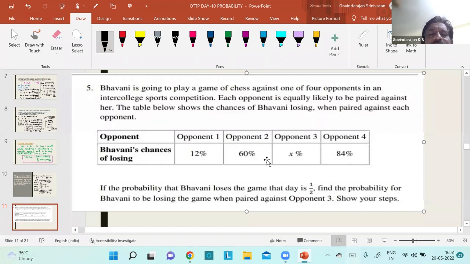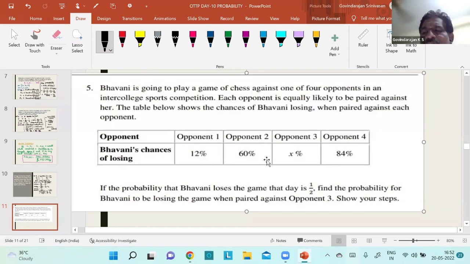Bhavani is going to play a game of chess against one of 4 opponents in an inter-college sports competition. Each opponent is equally likely to be paired against her. The table below shows the chances of Bhavani losing when paired against each opponent. Opponent 1, Bhavani's chance of losing is 12%. With opponent 2, 60%. Opponent 3, X%.